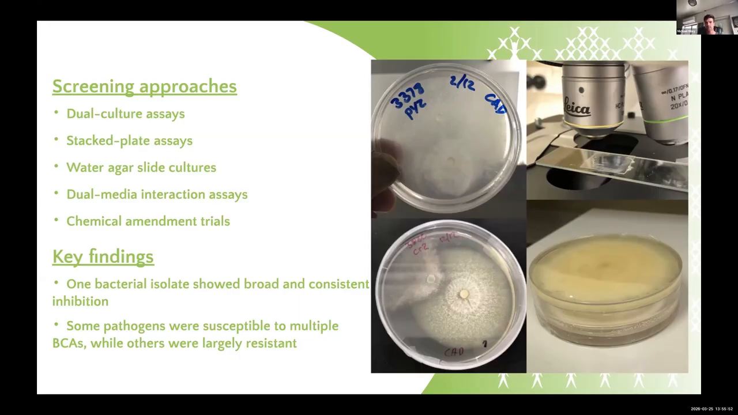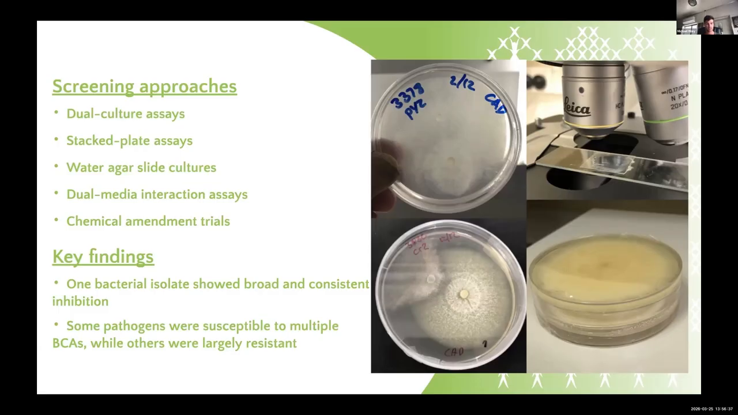The trials that were determined to be volatile were further assessed using stacked plate assays, where one plate was inoculated with the pathogen and another with the biological control agent. Then they were stacked one above the other, allowing them to exchange volatile compounds, however not being able to physically touch each other. And the growth of the pathogen along with the biological control agent was measured as they grew out.